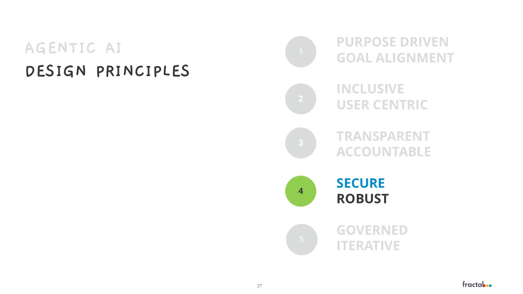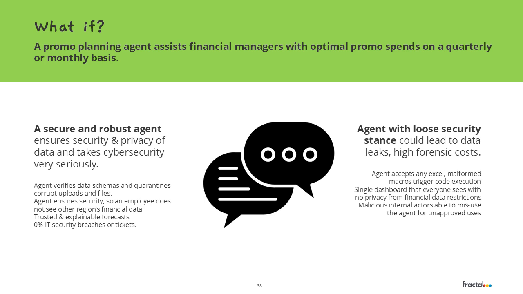Moving to the next principle, security and robustness. What if we had a promo planning agent which helps financial managers decide what's the optimal promo spend? A secure and robust agent would make sure that any data being uploaded has the right schema. If there are any problems, it informs the user and does not use inappropriate data. It makes sure that one employee is not able to see data that only other employees should see, etc.